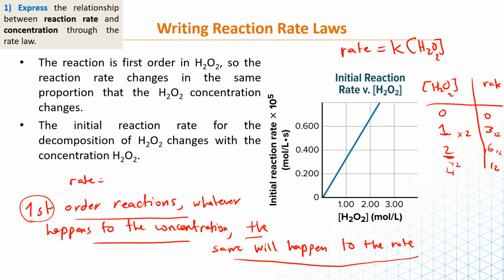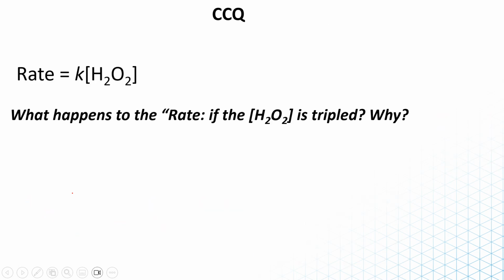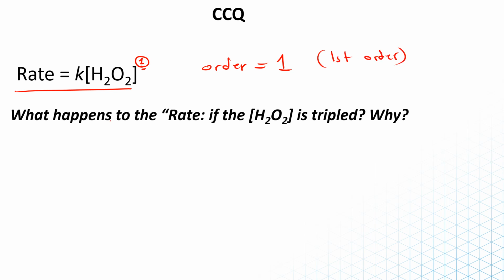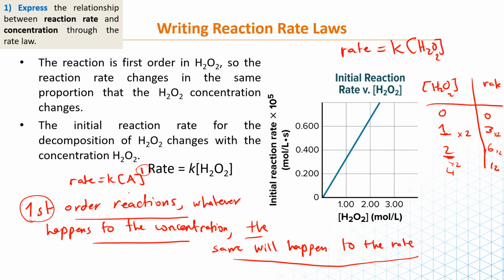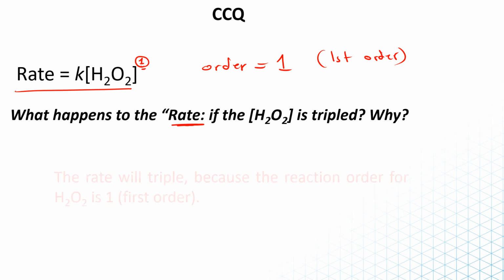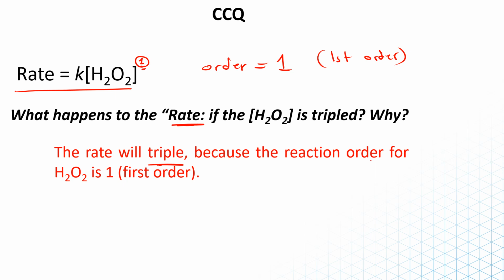What does that mean? When the power is one. Okay, guys? So, here have a look at this equation. This is the rate law for the equation that we saw before, right? What's the order, guys? The order is 1. Why? Because there's a power of 1 here. So, it's first order. What happens to the rate if the concentration of H2O2 is tripled and why? Based on what we said, what should happen to the rate? So the correct answer is that the rate will triple because the reaction order for H2O2 is 1. It's first order, so whatever happens to H2O2 will happen to the rate.